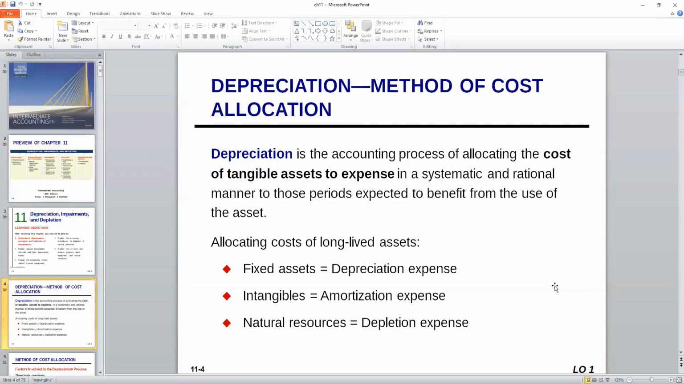So when we talk about depreciation, it's essentially allocating the cost of a tangible asset to expenses in a systematic and rational manner, so those periods expected to benefit from the use of the asset. There are other methods of doing that. So for intangible assets, which we'll cover in Chapter 12, we use amortization. And for natural resources, something called depletion is used. All the methods are fairly similar, but right now we're going to focus in on depreciation.